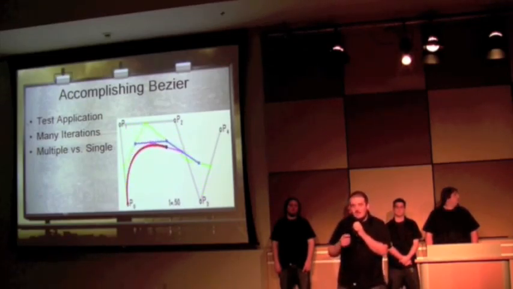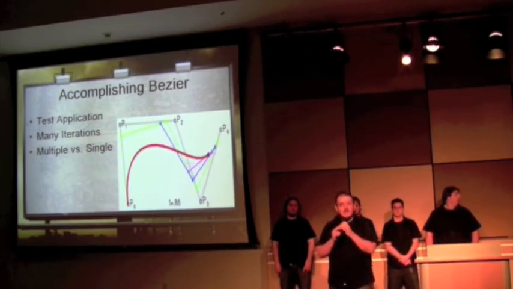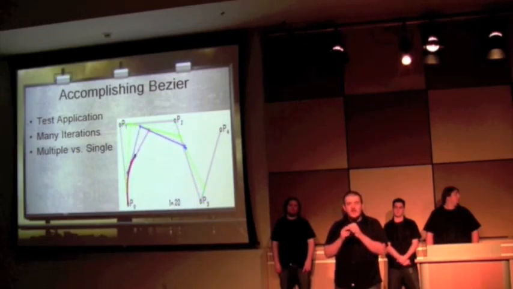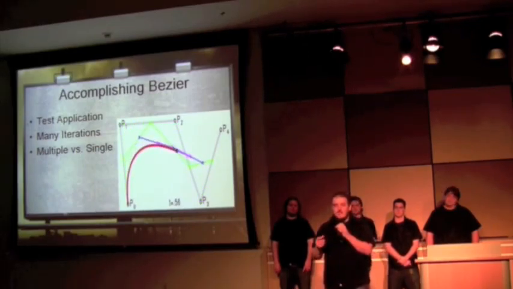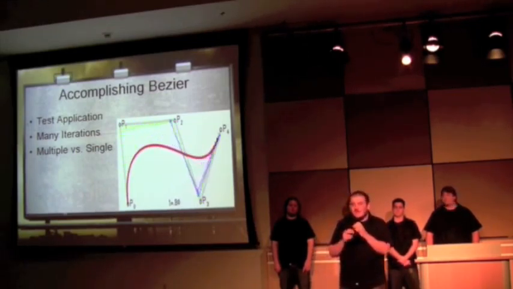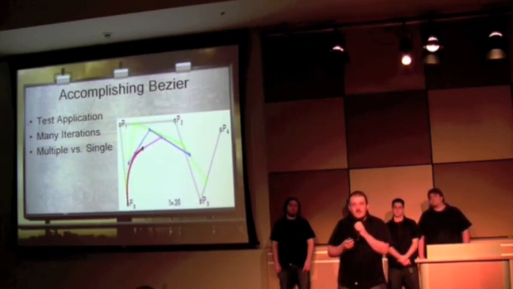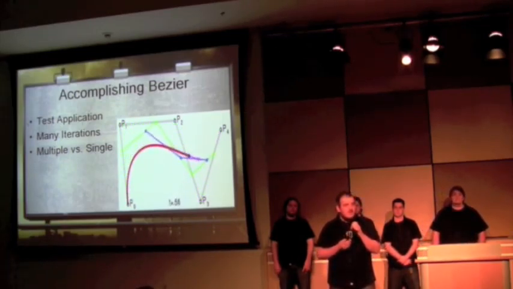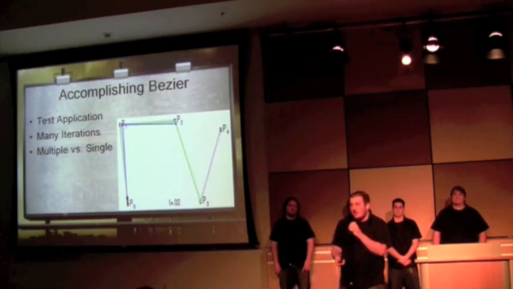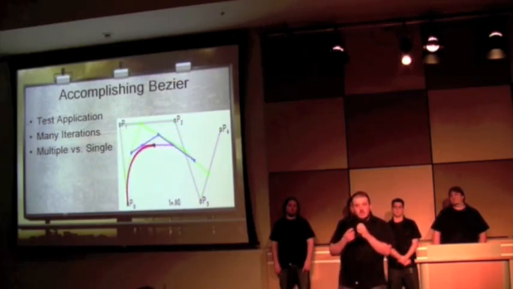So accomplishing Bezier, what we did is we actually made a test application just from one of our old labs. We made an object in the world and moved that object along a Bezier curve and the camera along a separate Bezier curve, just to make sure that we got the movement that we wanted and that it would work properly in our game. From there, we actually went through multiple iterations.